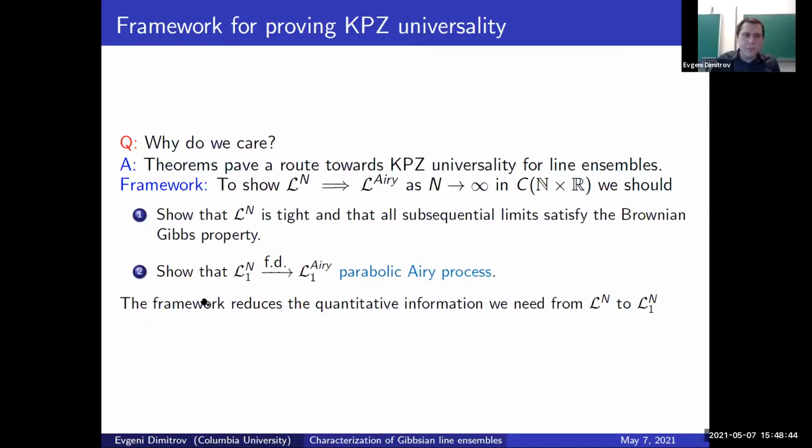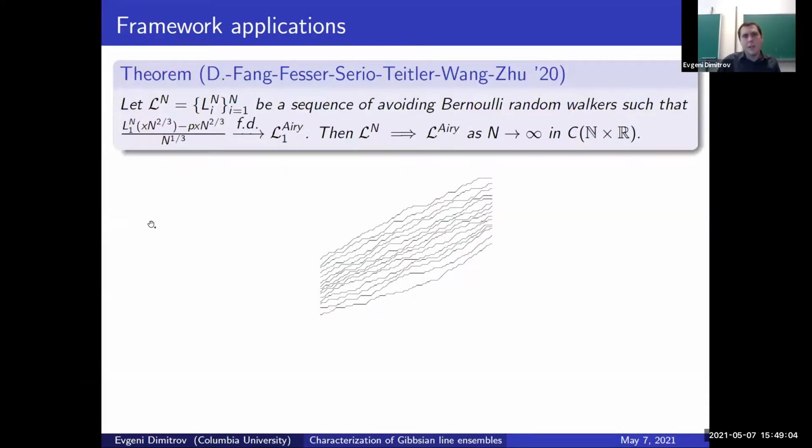So the benefit of this framework is that it reduces the amount of quantitative information you need to control from the full ensemble to only the top curve, meaning you don't need any formulas for the second or so on curves to establish weak convergence. And just to illustrate how this framework works, I'll mention a result that we worked out last summer during an REU with these students.